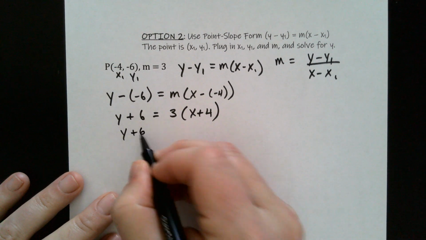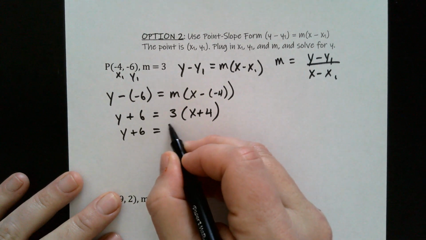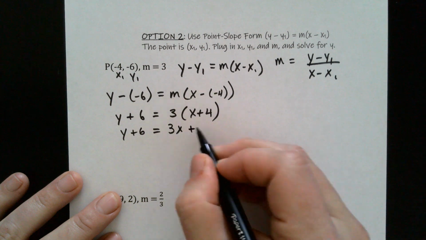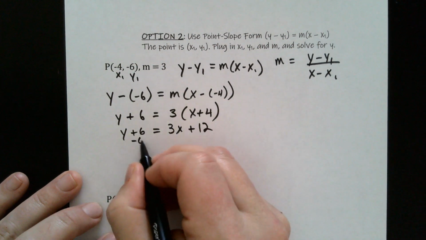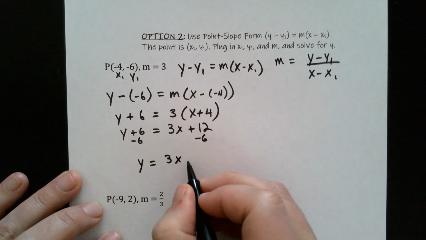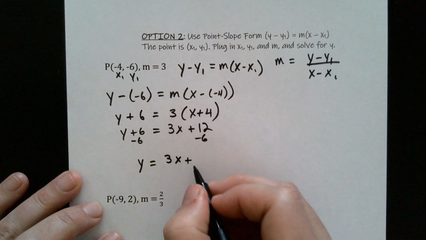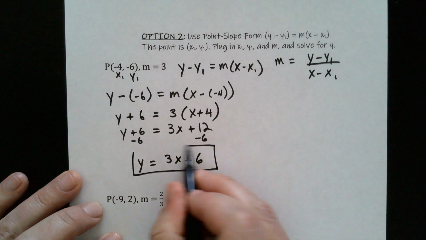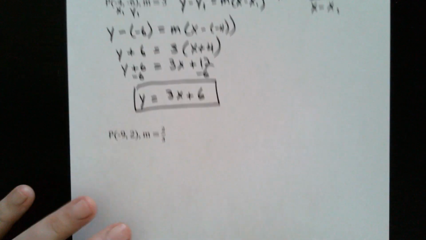Okay? So now we can distribute the 3. So y plus 6 equals, I'm going to distribute here. So 3 times x is 3x. 3 times 4 is 12. And then if I subtract 6 from both sides, I get my answer. y is equal to 3x plus, 12 minus 6 is 6. Okay. Let's do another one.